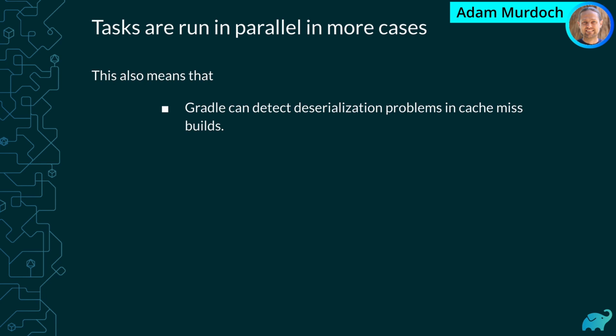This change also makes it easier when you are working on migrating your build to be configuration cache compatible. Gradle can now detect deserialization problems in cache miss builds, whereas in previous versions, you could only do this for cache hit builds. What that meant in practice is that after you made a change, you needed to run the build twice to be sure that you've seen all the configuration cache problems. And now you only need to run the build once. So this is a big improvement for feedback time.